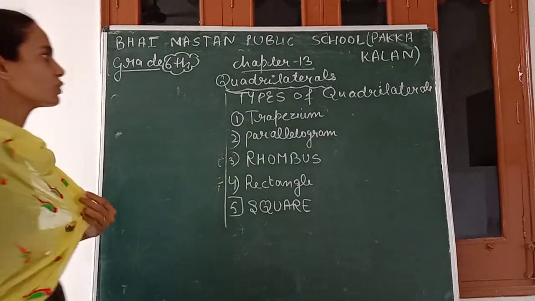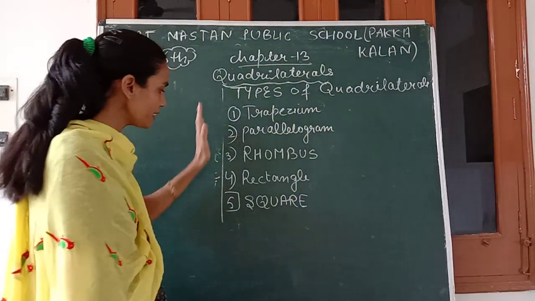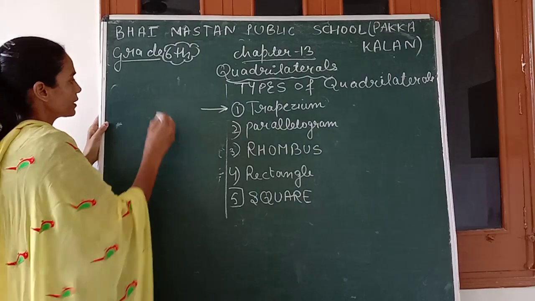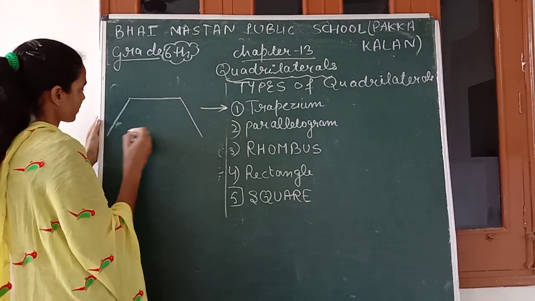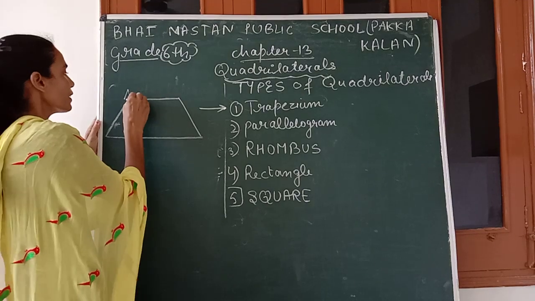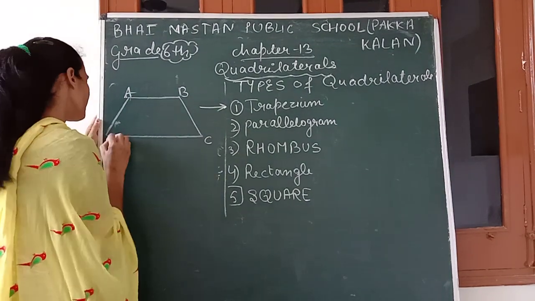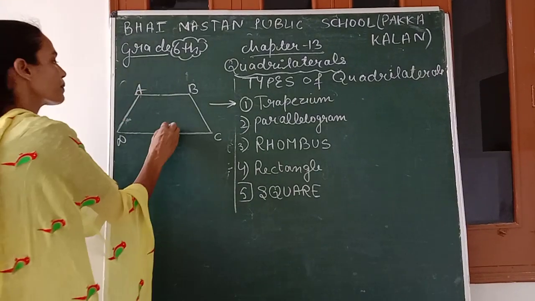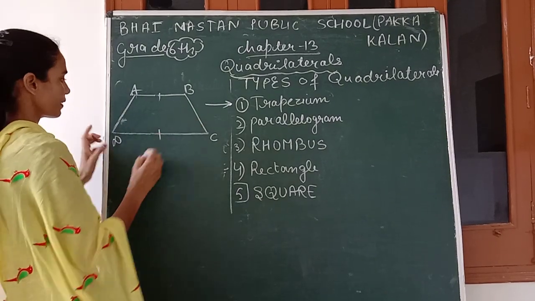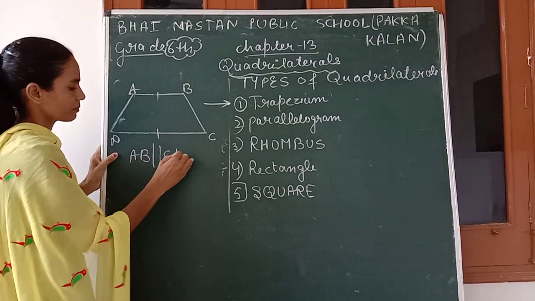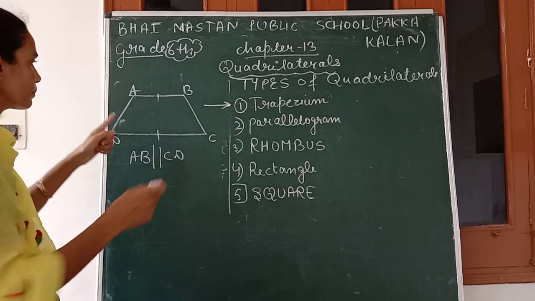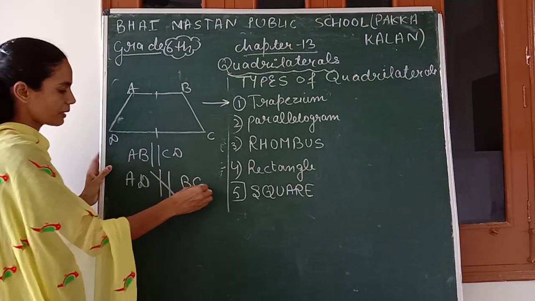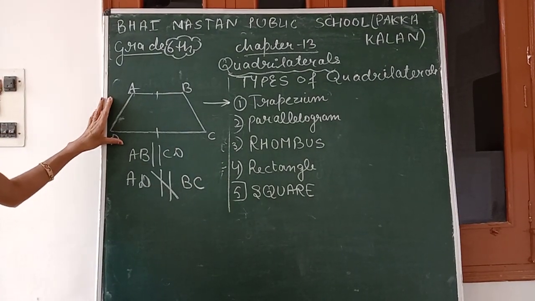Next is the types of quadrilateral. How many types are there? Five types. Firstly, trapezium. Trapezium is like this. A, B, C, D. In a trapezium, one pair of opposite sides is parallel. You will write AB is parallel to CD, only this pair. But AD is not parallel to BC. This is the shape of a trapezium.